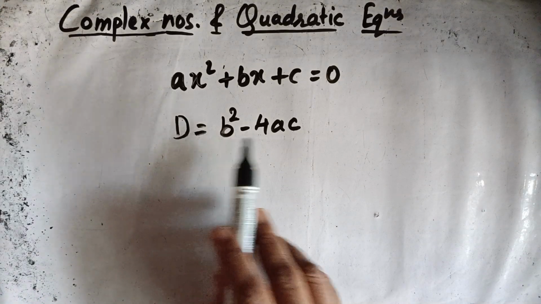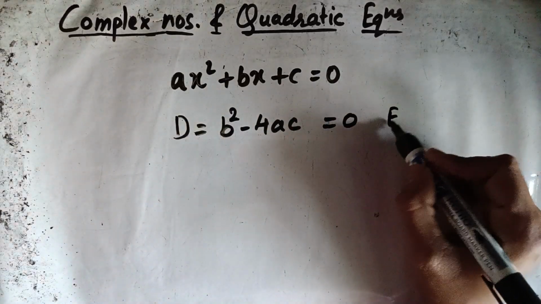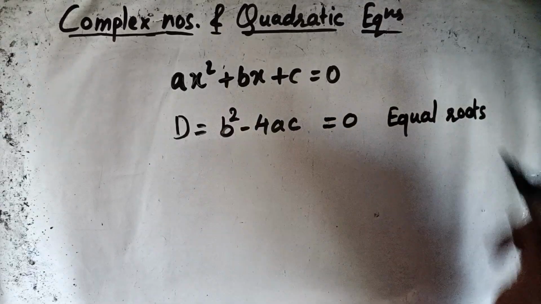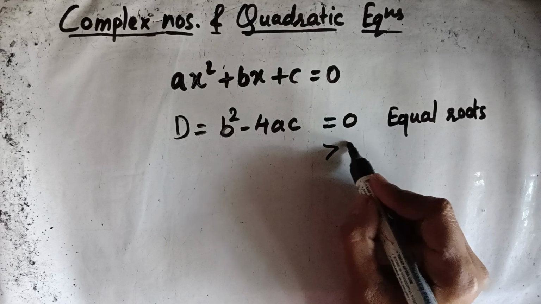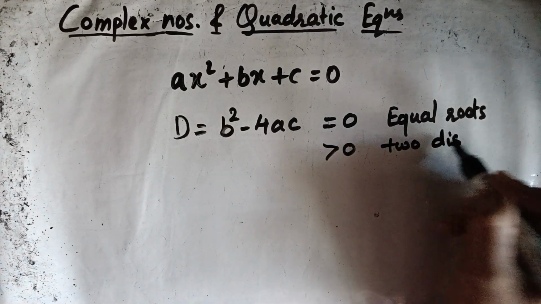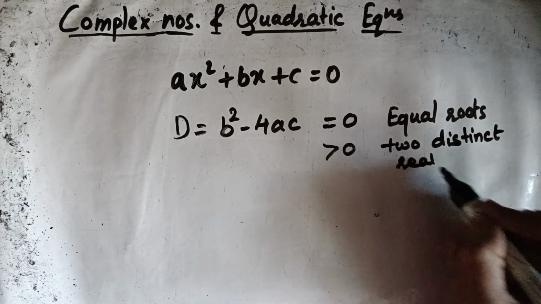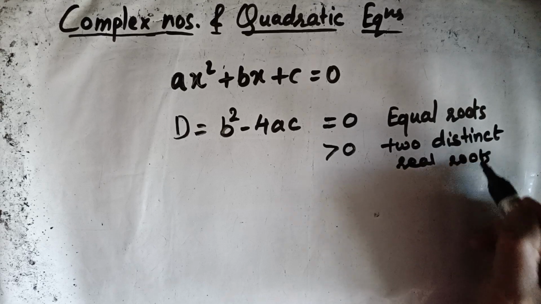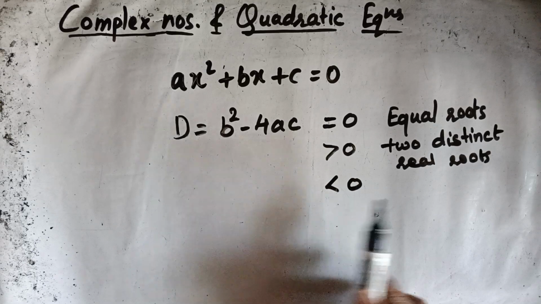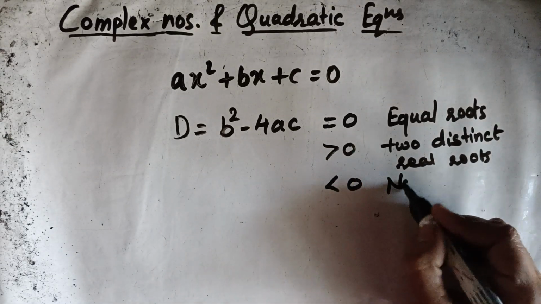Now when the discriminant value is equal to 0, we have equal real roots, right? When it is greater than 0, we have two distinct real roots. And when D is less than 0, we write it as no real roots.